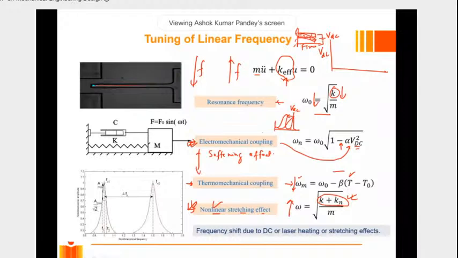Okay, so electrostatic softening. So if I just concentrate on electrostatic softening, what really happens? Softening means, if I start from here, right? This is your, when VDC is 0, if I start from here, if I increase this VDC, what will happen? Frequency will vary like this, right? So it is reducing, right? So this is your frequency graph, and the frequency reduces like this.